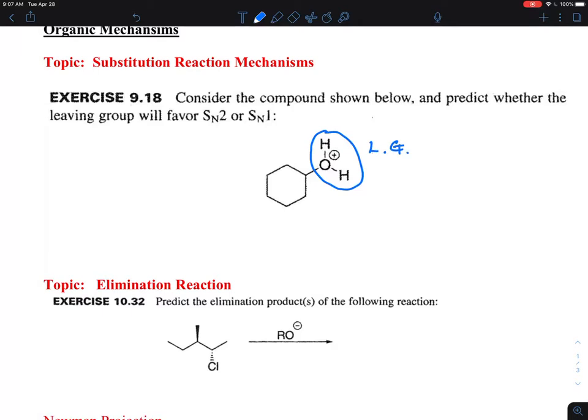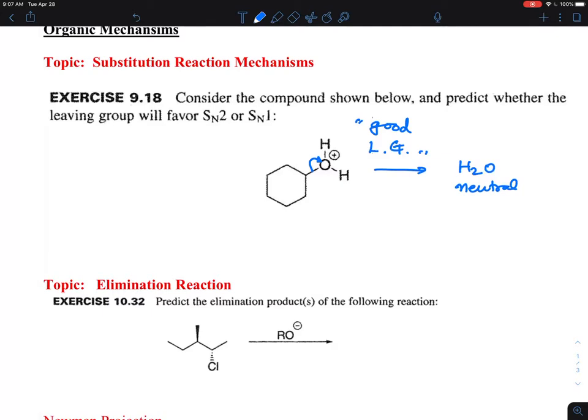Is this a good leaving group or a poor leaving group? This is a good leaving group, because what the leaving group does is take these two electrons in the bond and carry them on itself. By doing so, what they're going to generate is H2O, which is neutral. So therefore, this is a good leaving group. A good leaving group means this can be a favorable process.